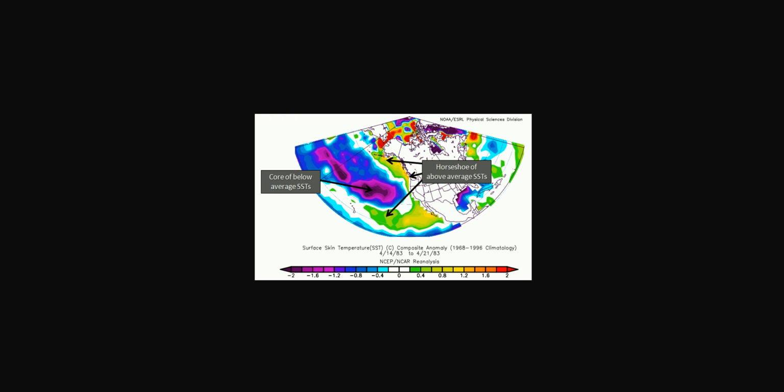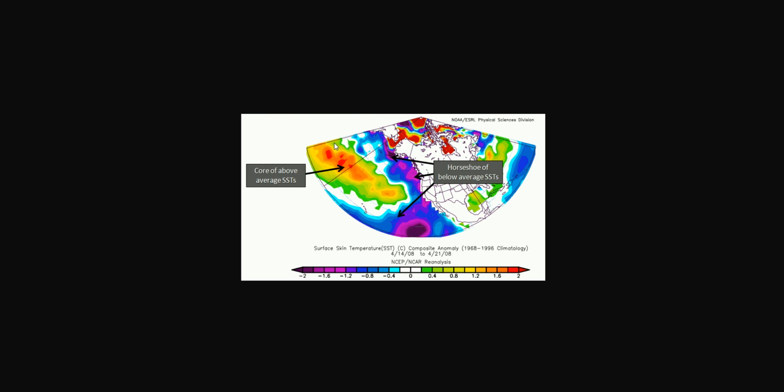This image right here is of a cool phase PDO, and generally a cool phase PDO is described by above average water temperatures hugging the western coast of Mexico, and then also along this stretch of coast along western Canada, and then also the western United States. One of the biggest features of it is this almost horseshoe shape with below average water temperatures inside of it, and then this little horseshoe of above average water temperatures outside of it.